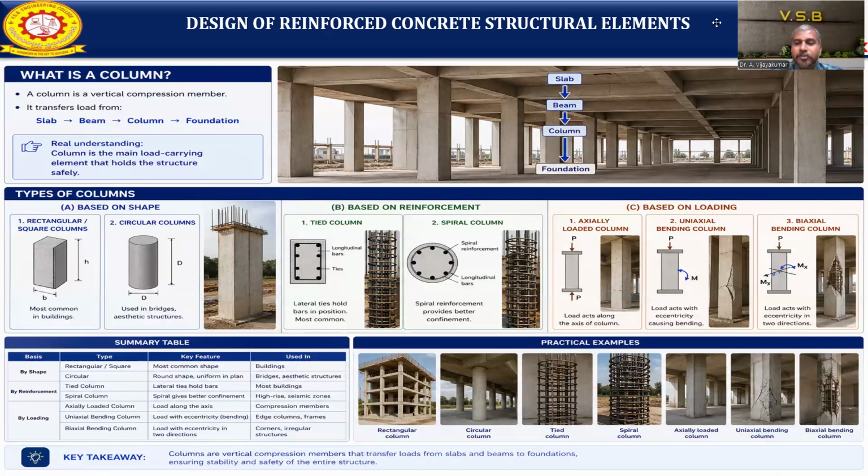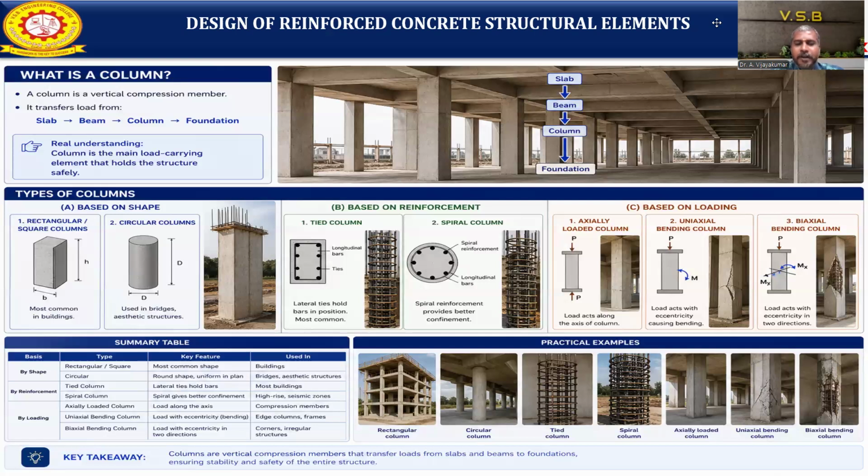So normally we can classify columns into three types: based on the shape, based on the reinforcement, and based on the loading system. What are the key features when using the different types of column? If you see the summary table of what we discussed in the design of the column, based on shape, we can use the rectangular shape and the square shape.